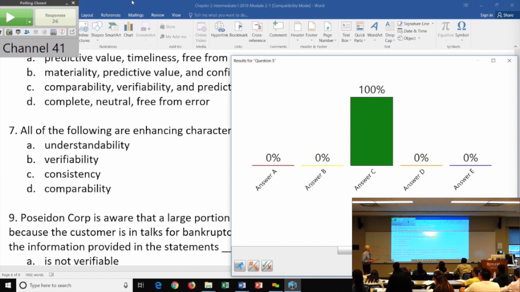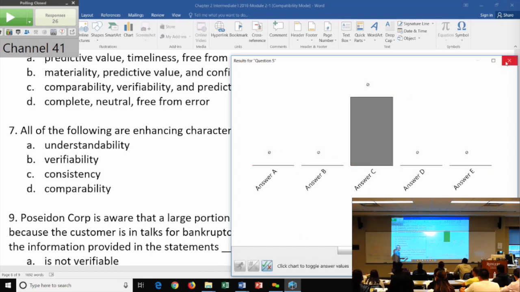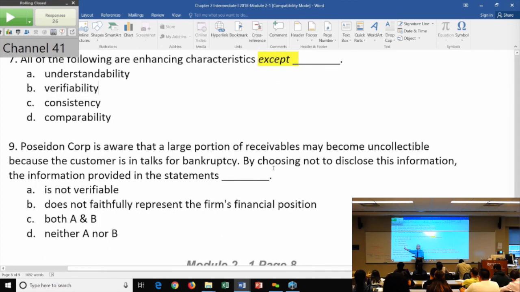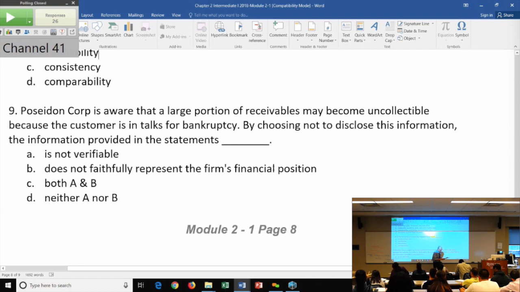Another thing you have to watch out for in multiple choice is the word "except" or "not." All right, so this one, yes, 100%. Excellent. That was easy enough. But the reason why I wanted that question was not because I hoped that you'd all get 100 on that. Consistency is not part of it. Consistency is related to comparability. Because in the event that statements are not consistently using the same method, they're no longer comparable. So these are related, but consistency falls within comparability. All right, let's do the last two, unless there are questions.